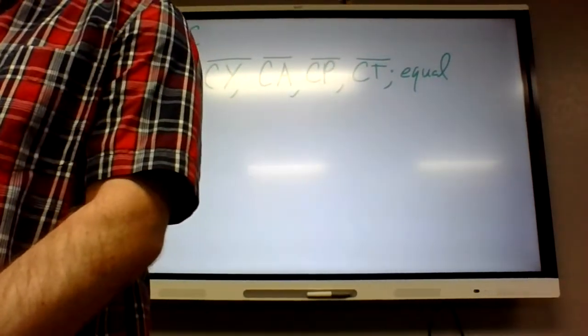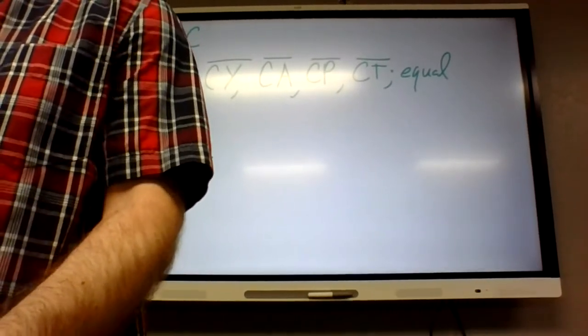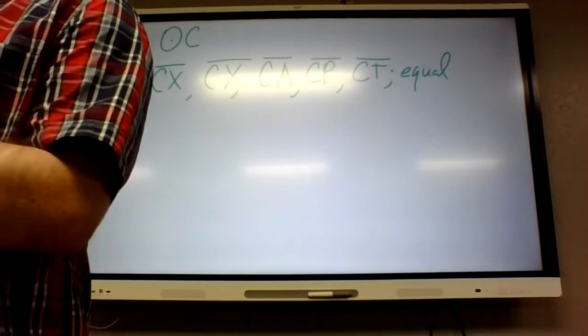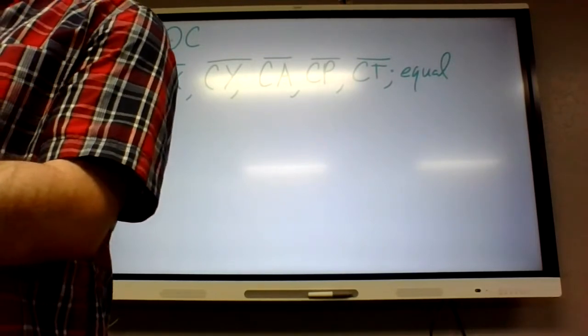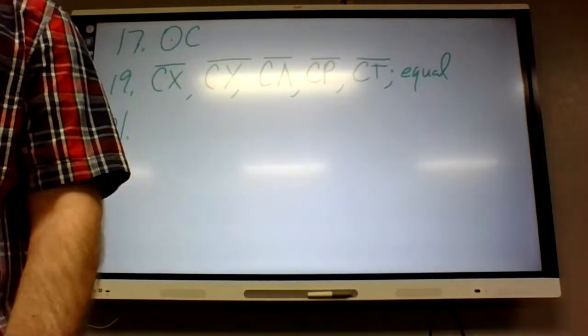Okay, 20 says name two arcs, so you have to just do the arc symbol thing. There's a lot of possible answers, like a bunch, so just have to list two. 21, we're getting there. All right.